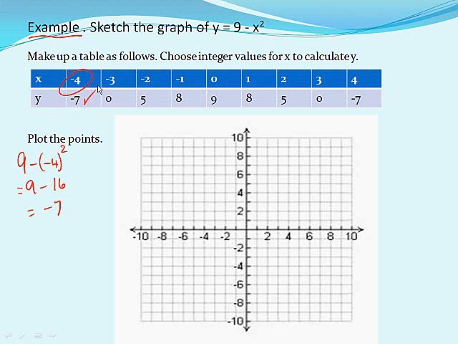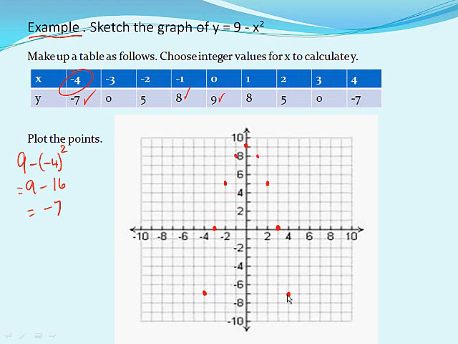Now we need to plot all these points. X equals negative 4, y equals negative 7 will be plotted as a point up here. The next point will be negative 3, 0. X is negative 3, y is 0, so that will be on the x-axis, second point. Negative 2, 5. So x is negative 2, y value is 5, so that will be the next point. Then continue like that. X equals 1, y equals 8, that will be this one.